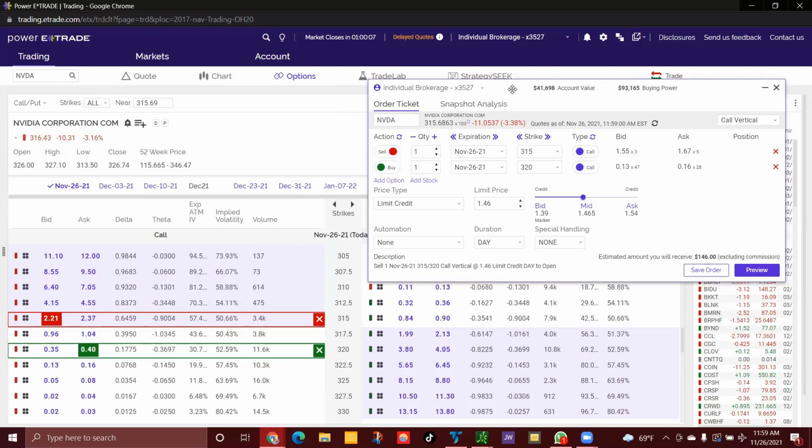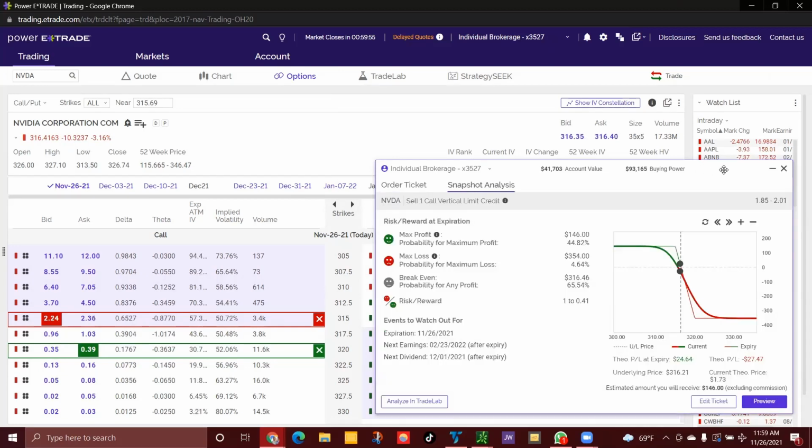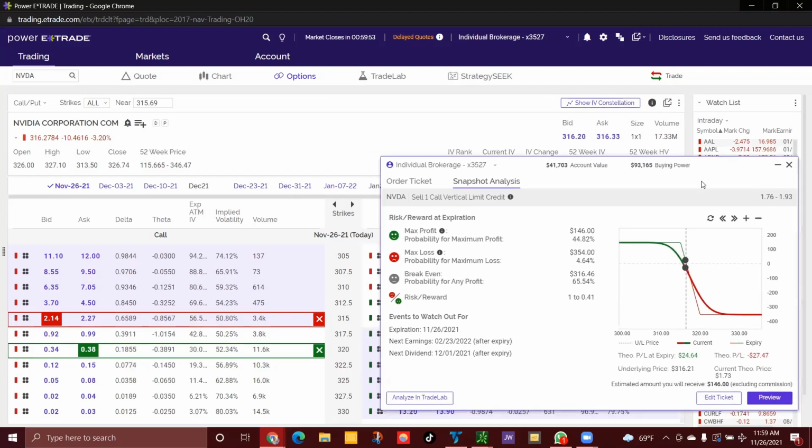So if you look in this snapshot right here, you see that I'm selling here and I'm buying the 320. Now, if you go to the Snapshot Analysis, this is going to give you your figures. This helps you to see that my max profit on this contract is $146. So I can make $146 per contract, and this is expiring Friday, of course. My max loss is $354.